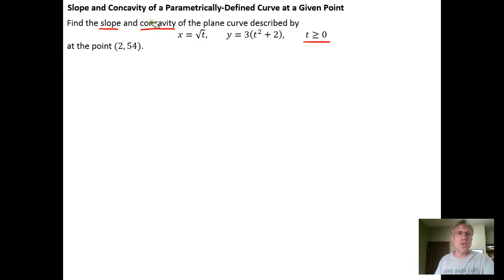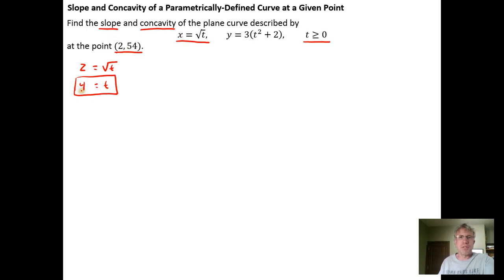And we're asked to find the slope and concavity at a given point, at the point (2, 54). So there's going to be a value of t that gets plugged into the parametrically defined curve that generates this point. So what we need to do is use one of the two parametric equations to determine the value of t. And in this case it looks like this will be the simpler one to use. So when x is 2, we have the square root of something generates 2. So squaring both sides, we see that t is 4. The parameter is equal to 4 for the point (2, 54).